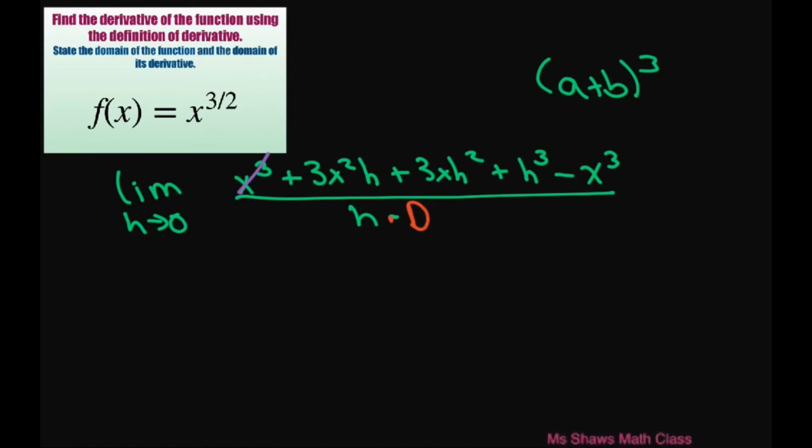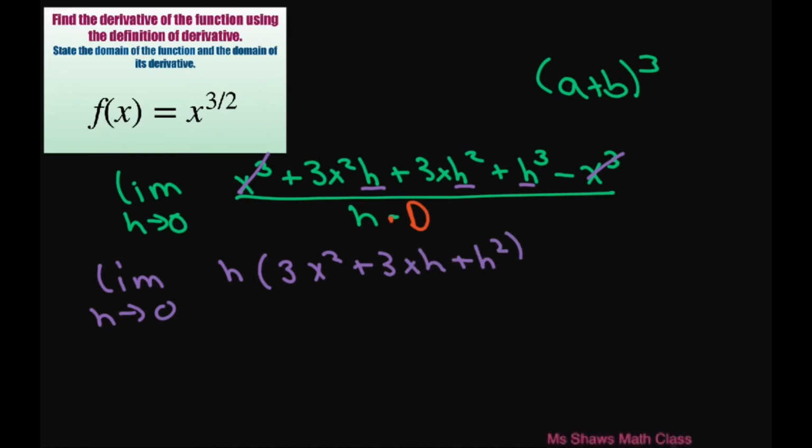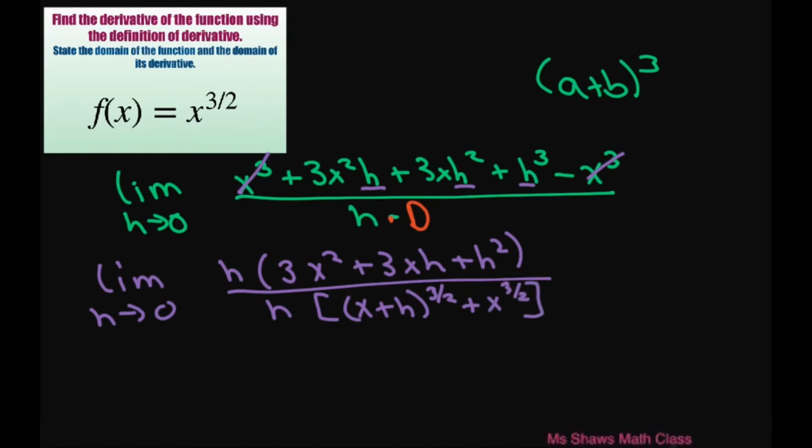So what happens is these two cancel, and I can write this now as the limit as h approaches 0, and I'm going to factor out an h. So this is going to be h times 3x squared plus 3xh plus h squared, divided by h times my denominator. I'll go ahead and write it now. So my denominator is x plus h to the power of 3 halves plus x to the power of 3 halves. And what happens is the h's cancel, and now we're left with this in here.